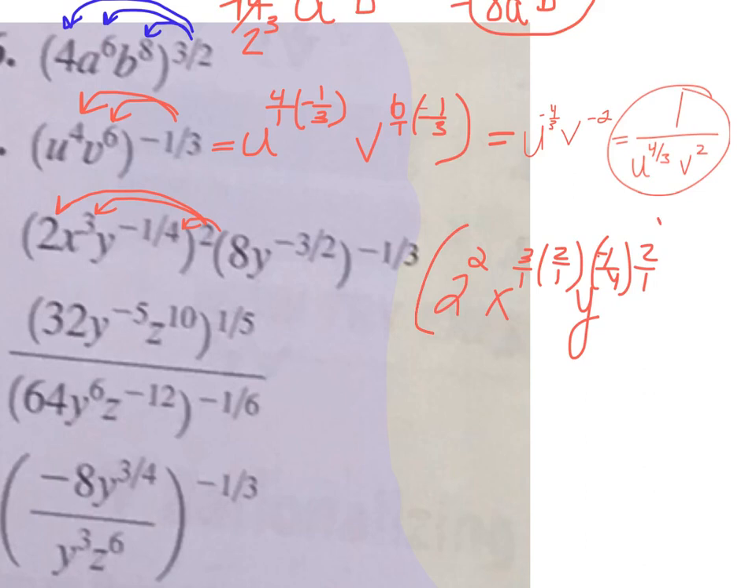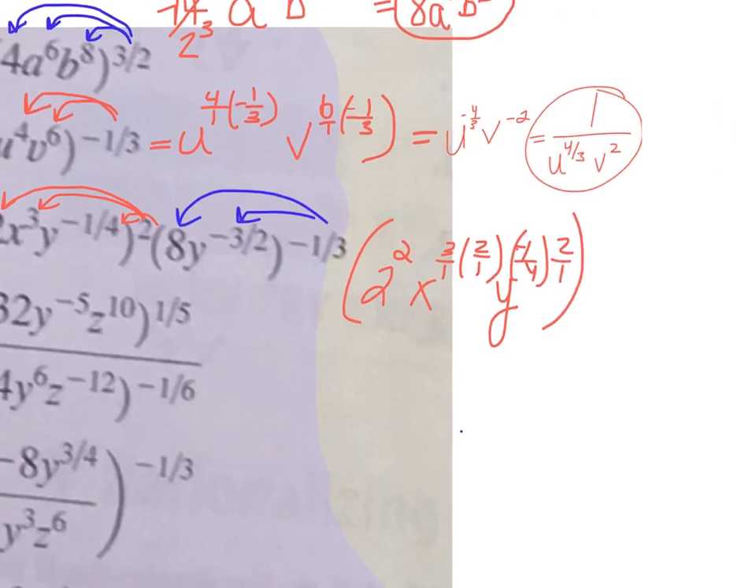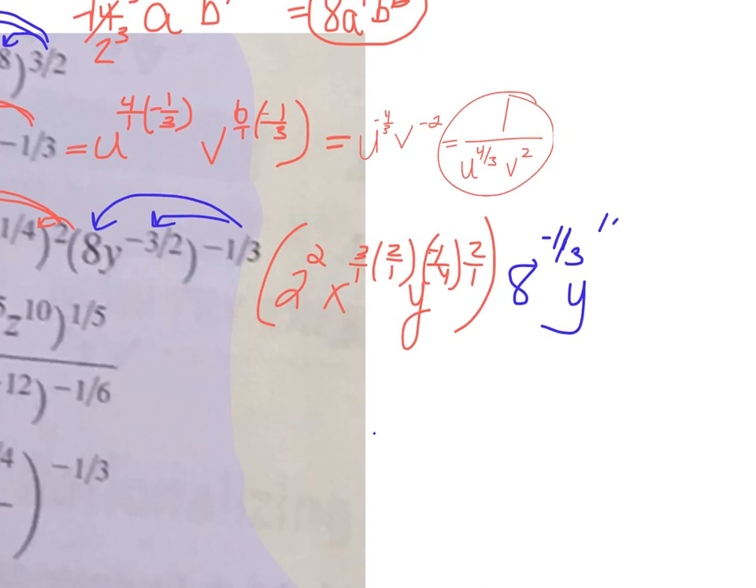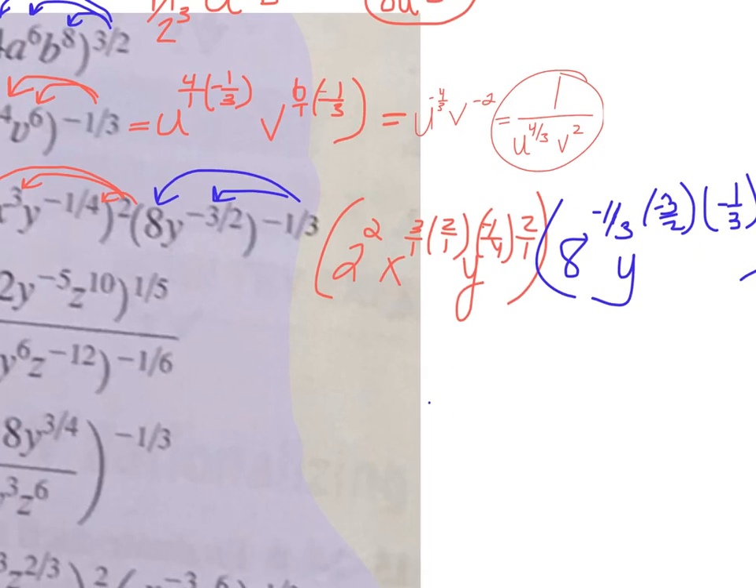That's my first parenthesis. My second parenthesis, what do I do with that negative 1/3? Distribute it to everything. Good. So I have 8 to the negative 1/3, and then y to the negative 3 over 2 times negative 1 over 3. So now let's just go through. This is our second parenthesis. And let's just distribute. Let's just simplify.